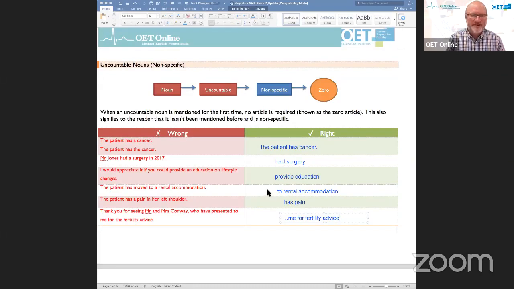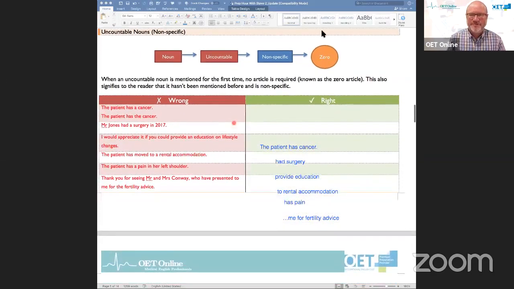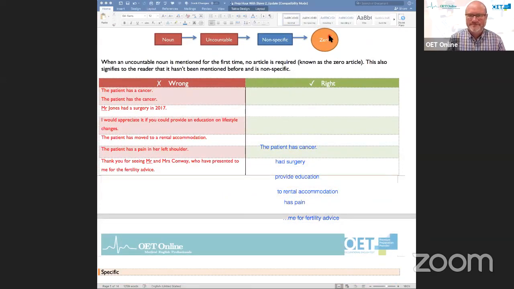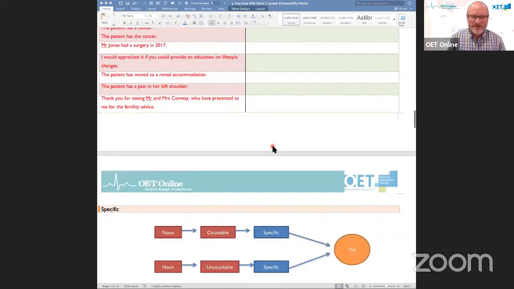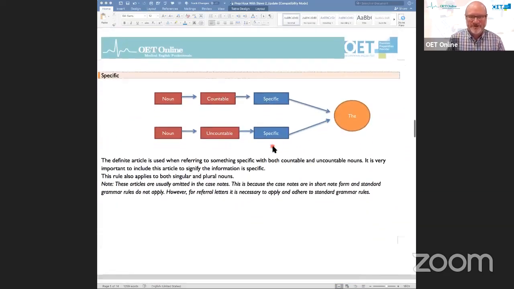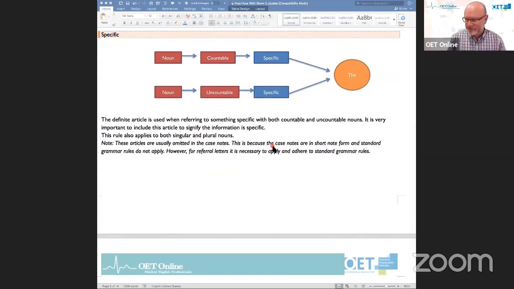And I'll move on to the next one. We've got more to do. So that's countable and uncountable nouns for non-specific situations. Now we're going to move to specific situations. Lots of thumbs up coming up. That's wonderful.